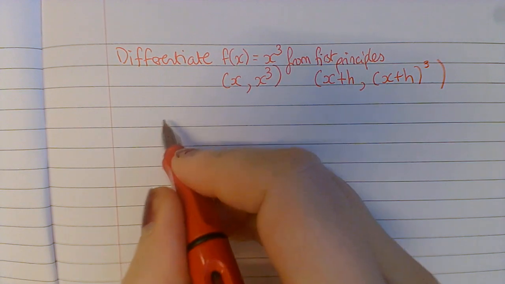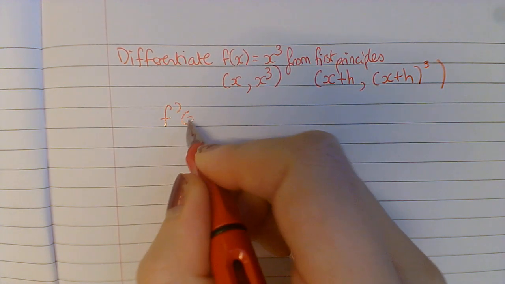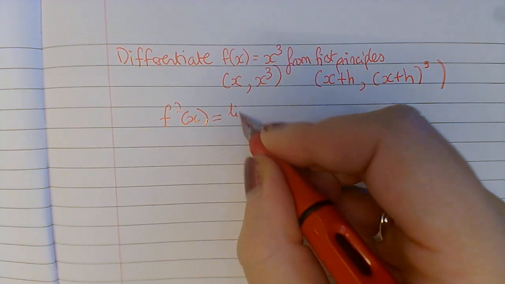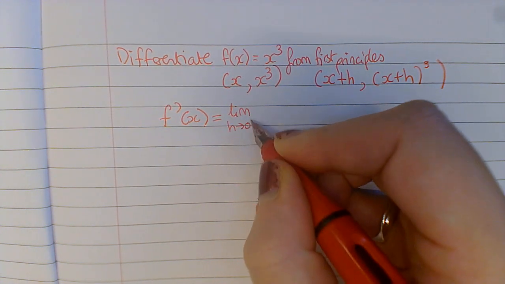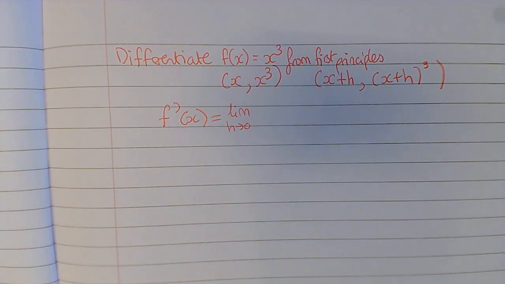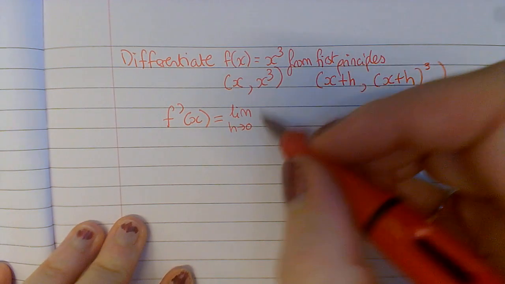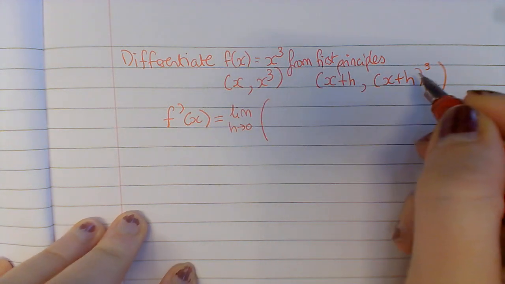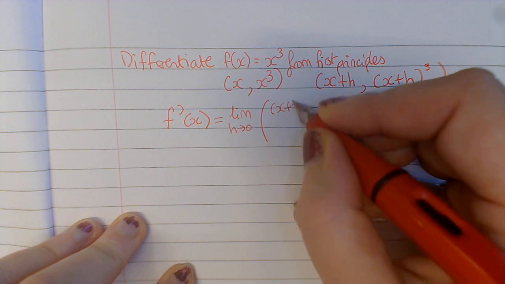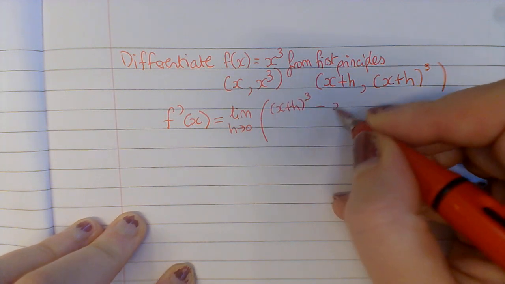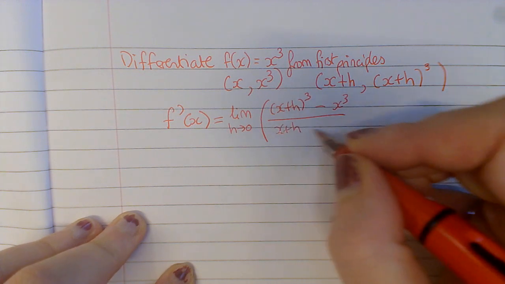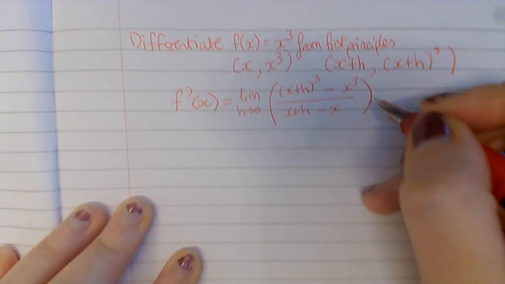So then we know that when we are finding the gradient, which is what differentiation is all about, it will be the limit as h tends to 0. So we're just making the difference between these two points really, really small, so that it's that one point on the graph of the change in y over the change in x. So the change in y will be my two y coordinates, and the change in x will be x plus h minus the original x.